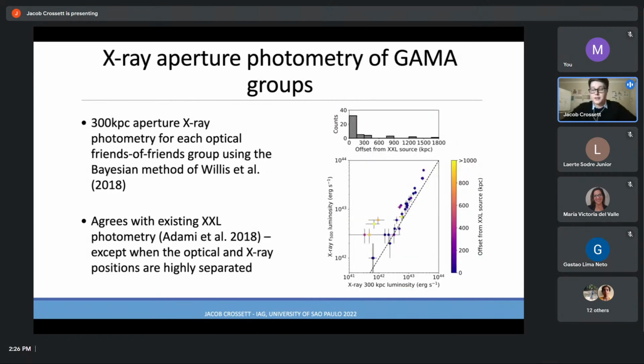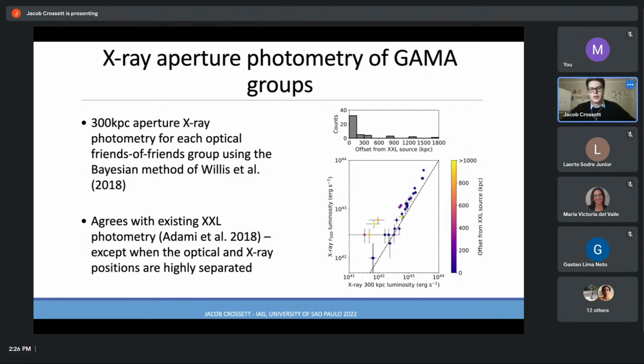Now, to measure the X-ray fluxes, what we've done is we've taken the optical center of the group, and then performed 300 kiloparsec forced photometry on each of the group centers. So we're not measuring the contours and getting a full APEC model for each. We're just forcing the count rates on each individual spot. And then from the photometry, the count rate we get, we model that to get an X-ray flux and then an X-ray luminosity. So this way, we're getting an X-ray measurement for every optical group, regardless of if there's a source or not.